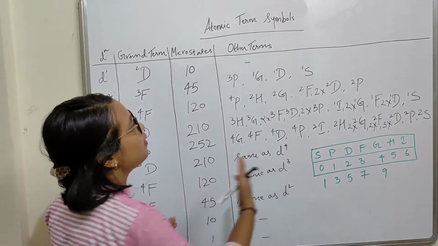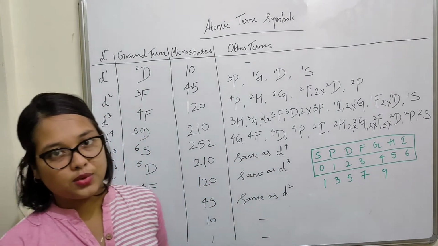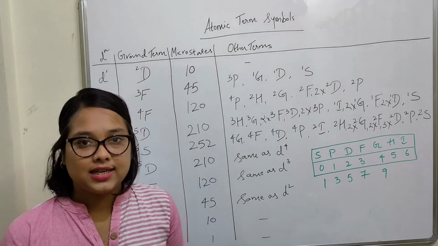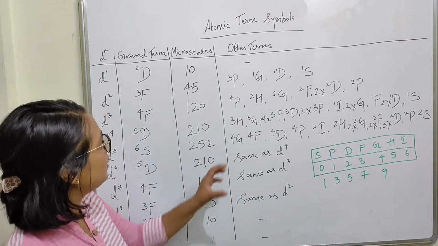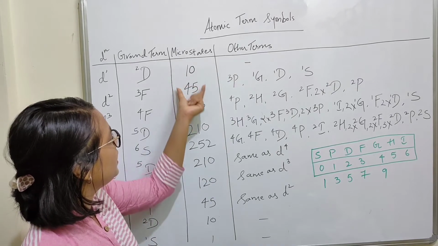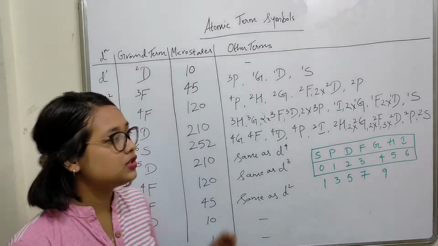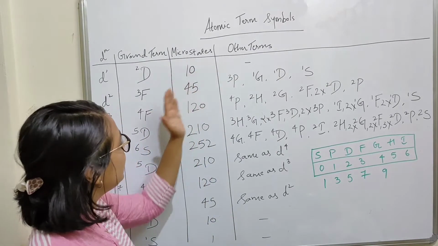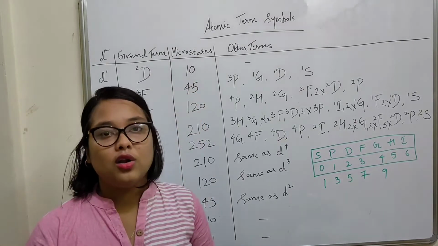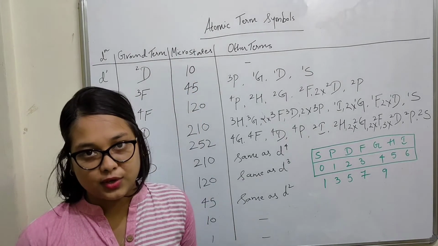Along with that, we are also going to discuss the other terms, as in the excited terms which are present, and then we will accommodate the number of microstates. So how is this number 10, or how is this number 45? All of that we are going to discuss in today's video.